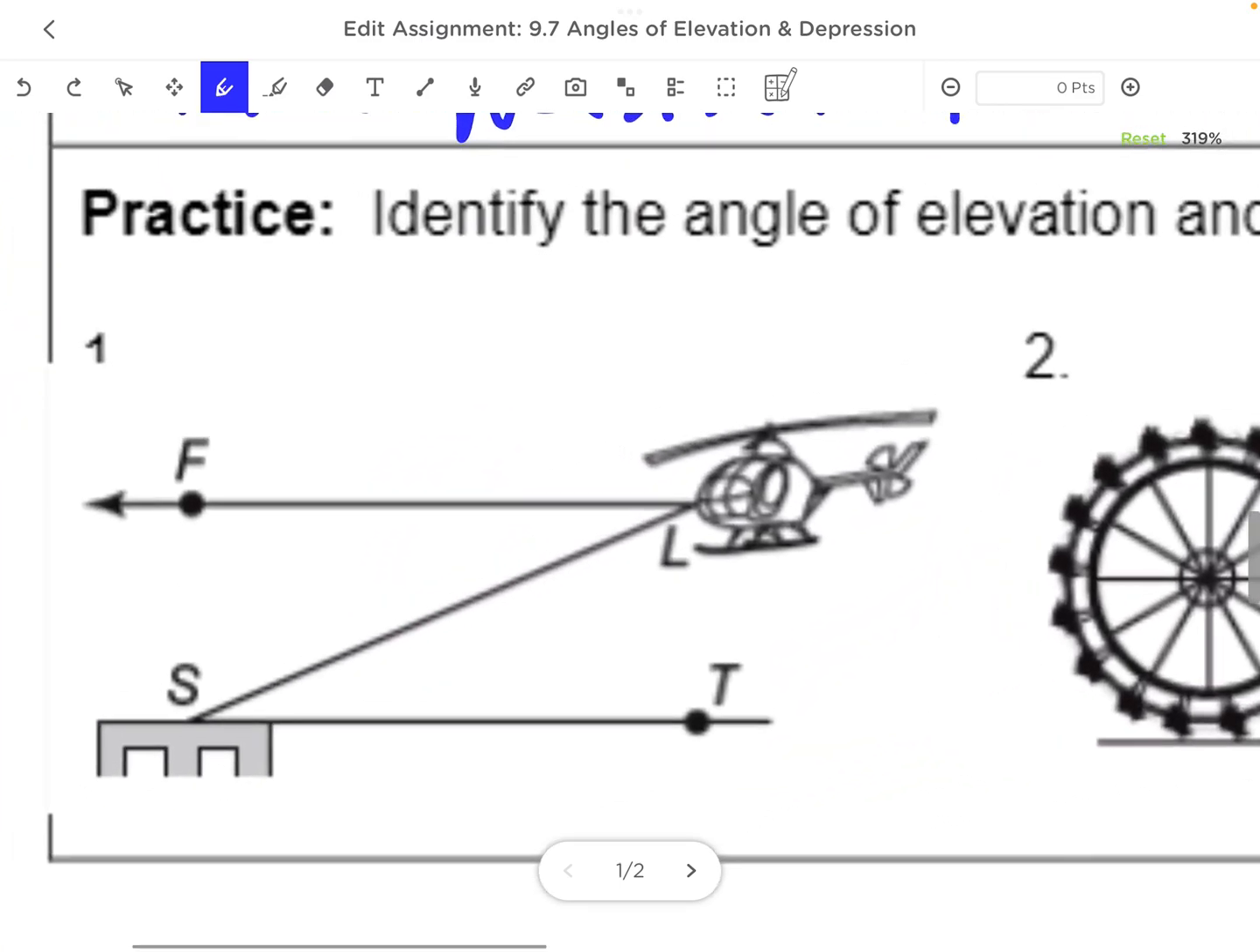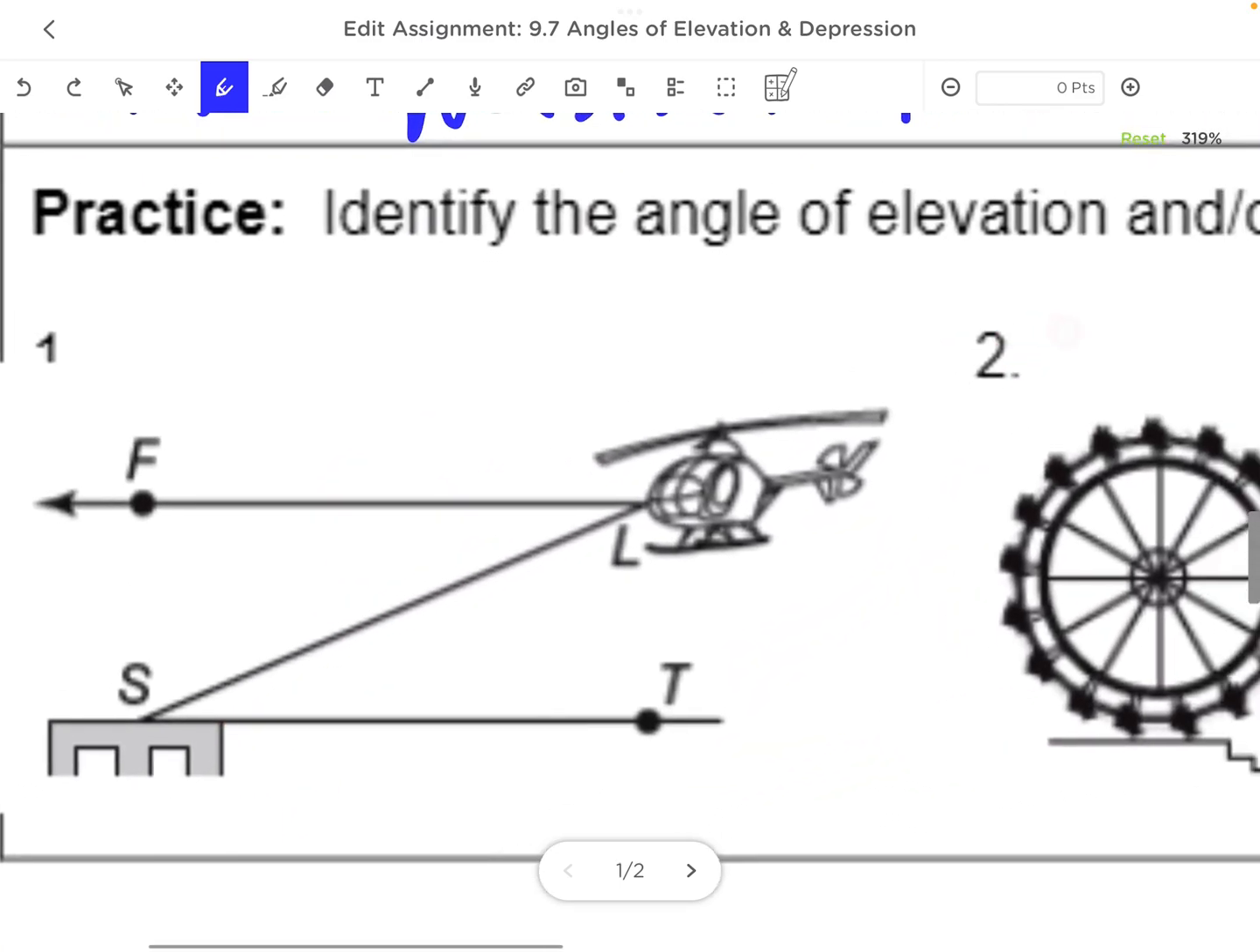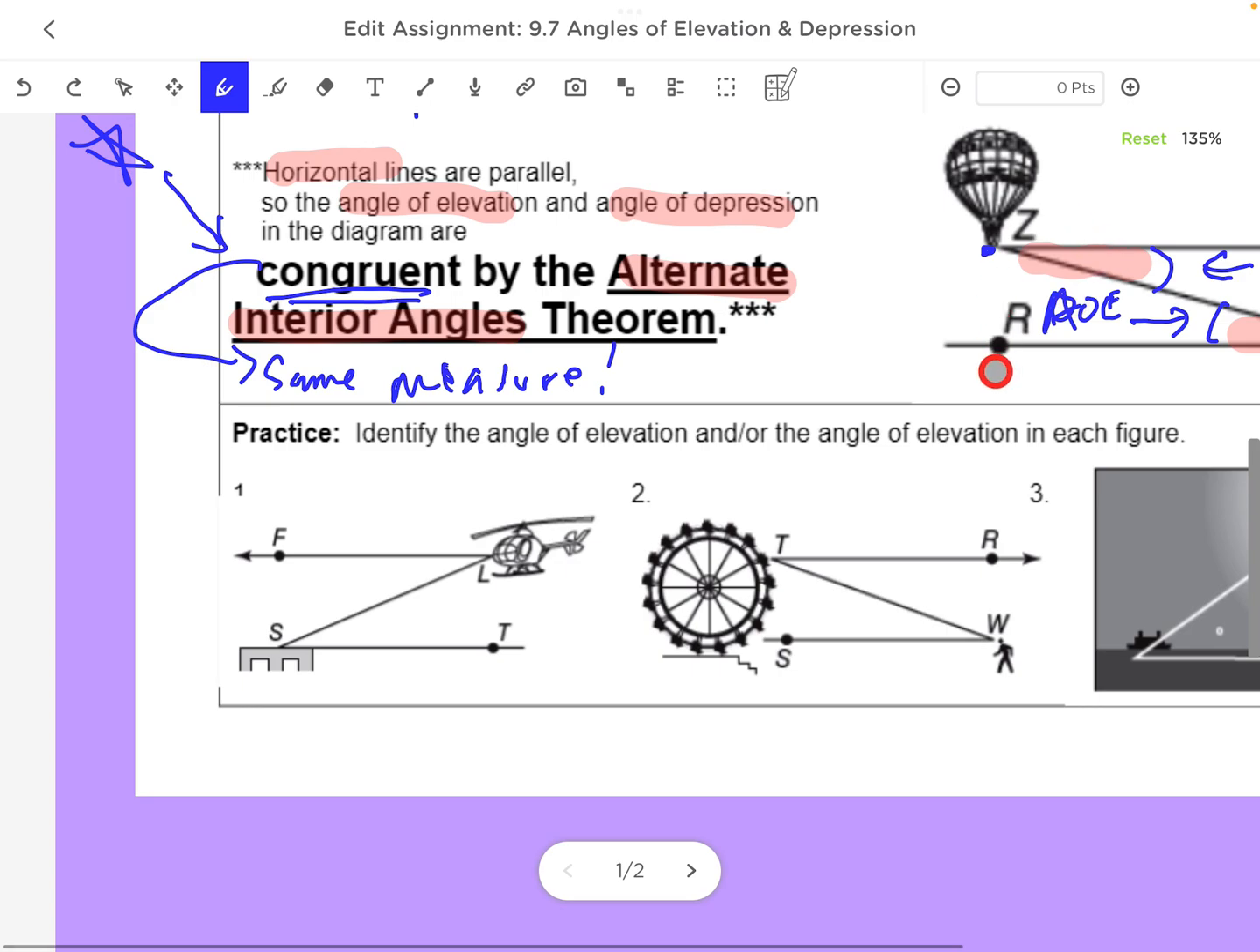So let's take a look over here. All right, let's identify the angle of elevation and the angle of depression.